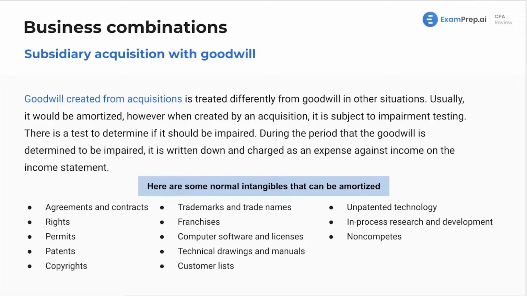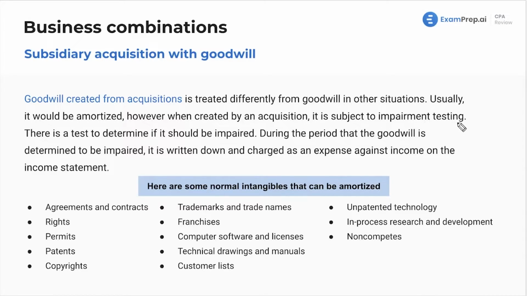Now, here are some normal intangibles that can be amortized, right? We're talking about goodwill, we're talking about intangibles. So, goodwill created from acquisitions is treated differently from goodwill in other situations. Usually it will be amortized. However, when it's created by an acquisition, it is subject to impairment testing.